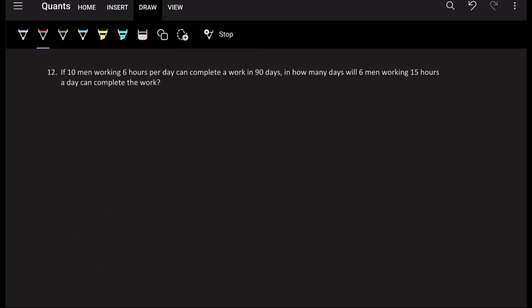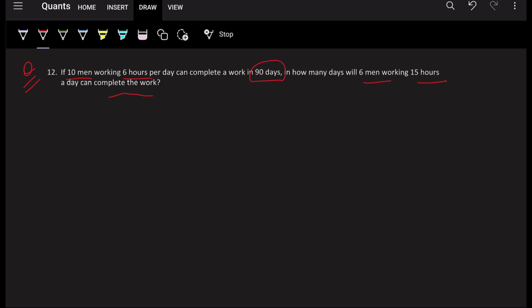Now we will do a question. The question is that 10 men are working 6 hours per day and complete the work in 90 days. So 10 men, 6 hours and 90 days. If 6 men are working 15 hours per day, then in how many days can they complete the work? To do this question, we will use the formula which we just recently discussed.